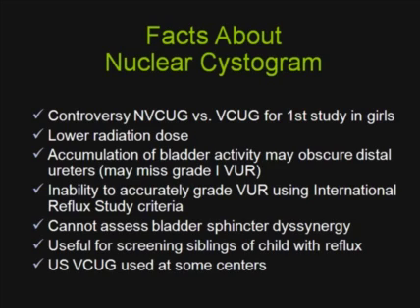With nuclear cystography, grade 1 vesicoureteral reflux may be missed. We can't grade it according to the International Reflux Study, and it's difficult to assess the bladder sphincter dysenergy. It is useful to screen siblings of children with reflux, and there are centers where ultrasound is being used to look for reflux.